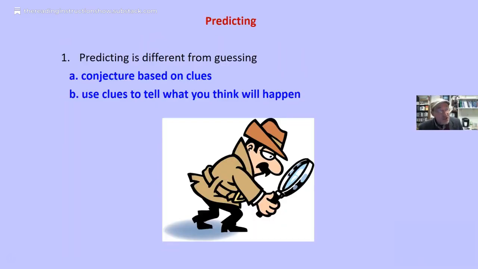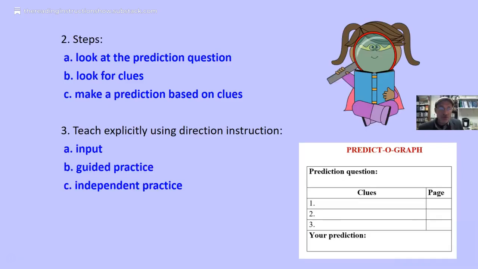So, predicting is different from guessing, and that's an important thing. It's conjecture based on clues. What do you think will happen? We use clues to tell us that. Clues is the important thing. Here are the steps. Look at the prediction question. Look for clues. Make a prediction based on clues.